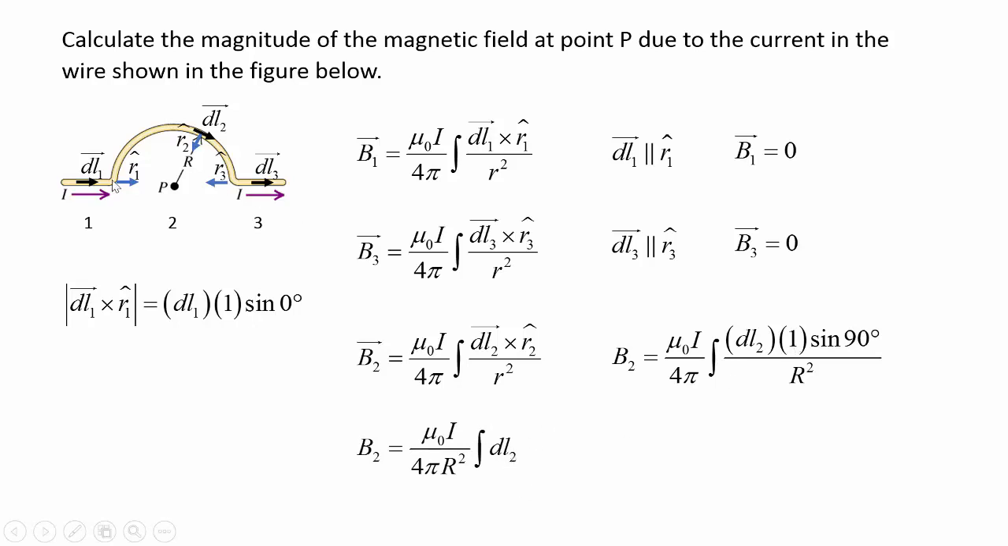Well, when you integrate dl2 over this path, you have to realize that this path is nothing else than half a circle. So the value of this integral will be half the circumference of a circle. The circumference of a circle is 2 pi r, and the value of the integral will be half of it, so the value of the integral is pi times the radius r. As you can see, we can simplify with a pi, and we can simplify with 1 r, and we are left with the magnetic field created by this wire at point P equals mu 0 times the current I divided by 4 times the radius r.